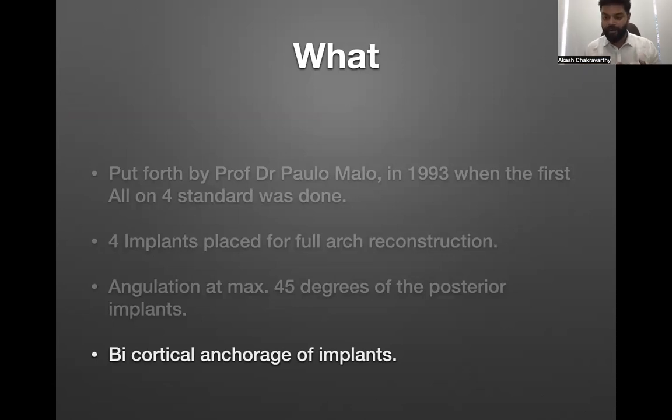Okay, a lot of people I see on Facebook and WhatsApp and Instagram keep posting pictures, placing four implants and calling it all-on-4. It's not all-on-4 unless and until you engage the bicortical. I mean, you engage the second cortex. You have to engage the second cortex. Otherwise, it is not all-on-4.